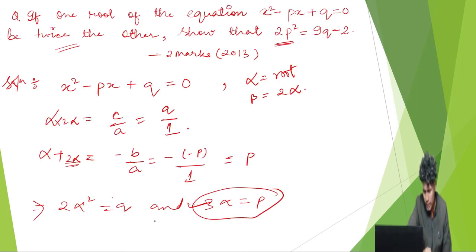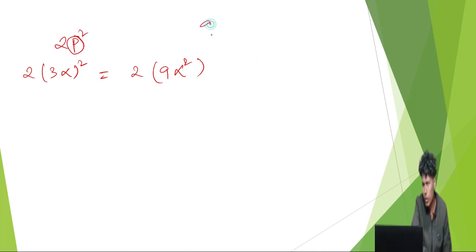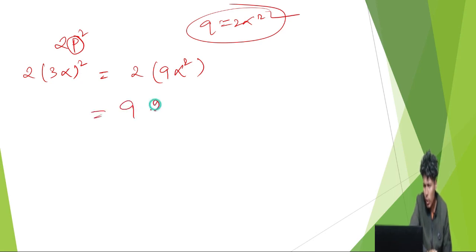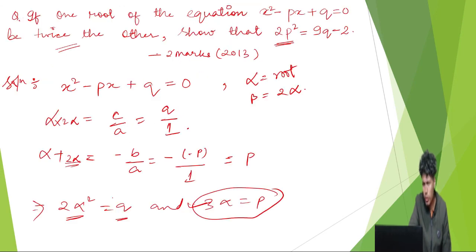Look carefully here. Q is equal to 2 alpha square. We know Q is equal to 2 alpha square. So you write down like this, 9 times 2 alpha square. Instead of 2 alpha square, it is q. You write down 9q. So I hope we have proved the question.